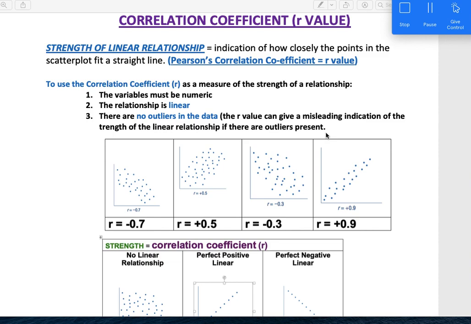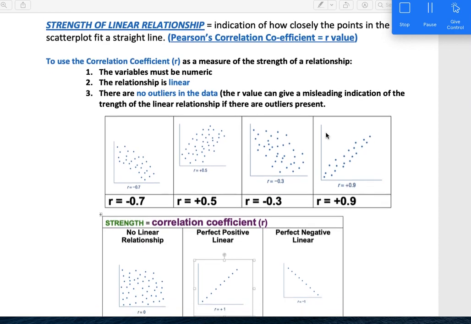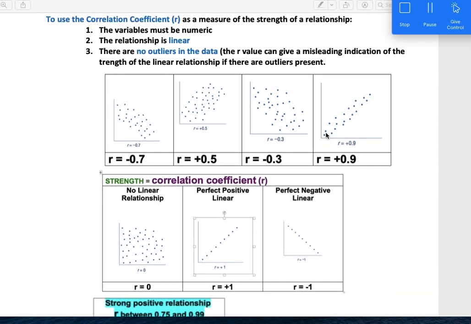Okay, so you just got to be wary of that. So you could get a few questions on that, whether it's appropriate. Now, the R value can be any number between -1 and +1.